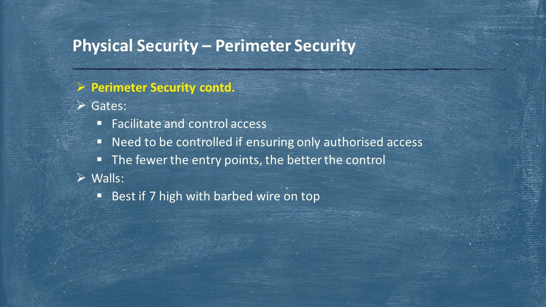Gates need to be controlled, ensuring only authorized access. Fewer entry points, better control. So if there are multiple entry points, then you have to place a guard and install whatever security mechanism is required at all the places. So the fewer the entry points, the better the control. Walls are best if 7 feet high, with barbed wire on top of the wall.